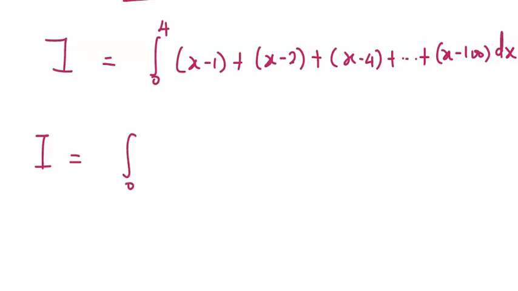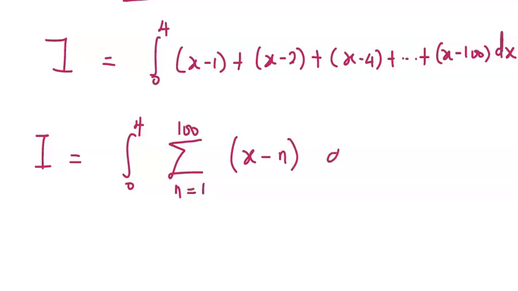So this is going to be the integral from 0 to 4. Then this is the same as the sum as n goes from 0. Is that 0? No, it's going from 1. Oh, that's true. Sorry for that. So our n is going to go from 1 up to 100. Then x minus n, then dx.